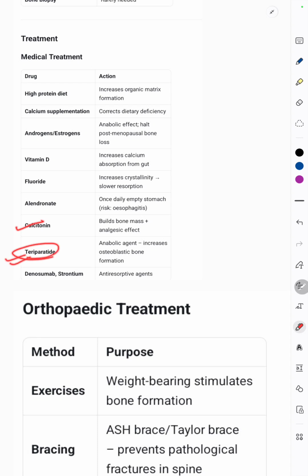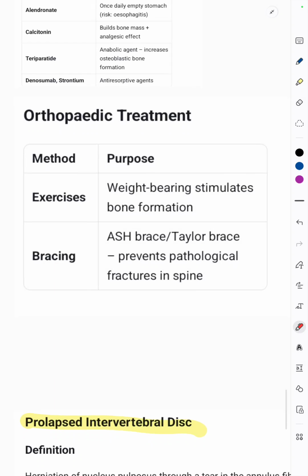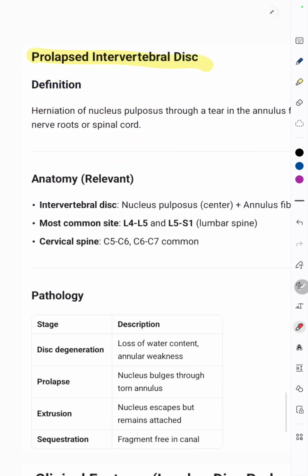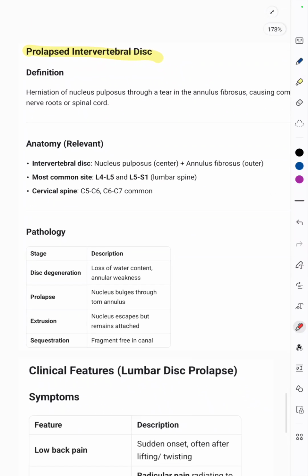Teriparatide, which is a recombinant parathormone, can be taken, and denosumab or strontium ranelate can also be taken for osteoporosis. Then the orthopedic treatment is weight bearing. It stimulates the bone formation, and an ash brace or Taylor brace is used for preventing the pathological fractures in the spine.